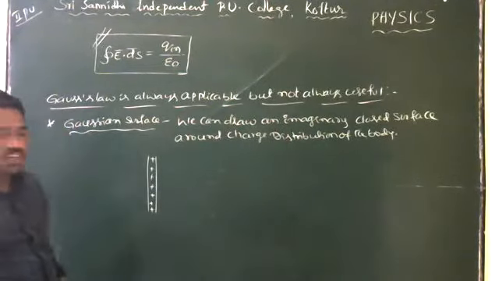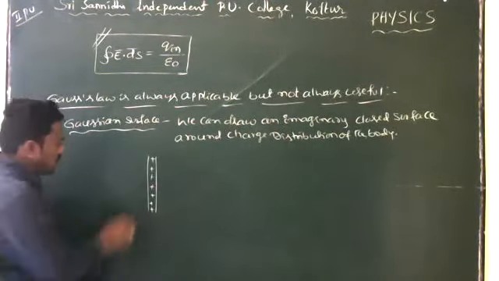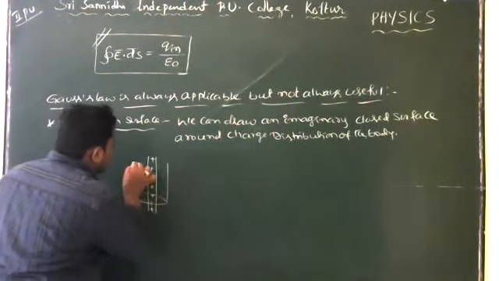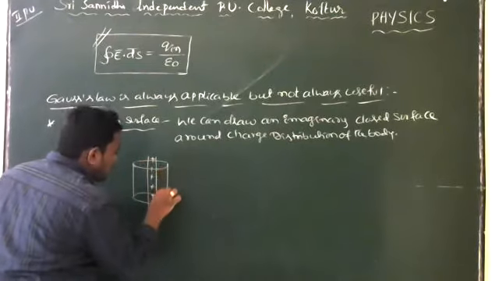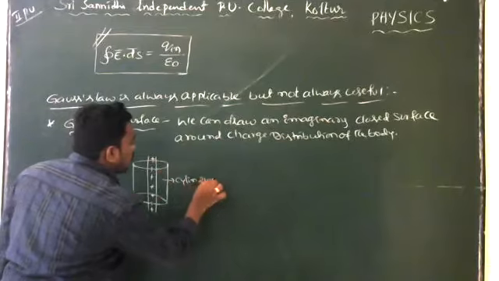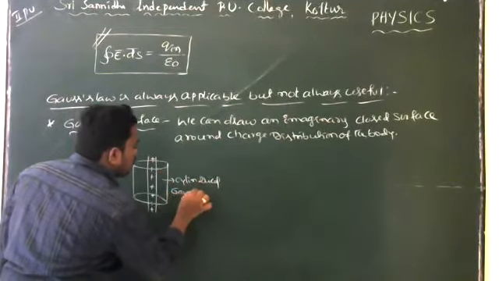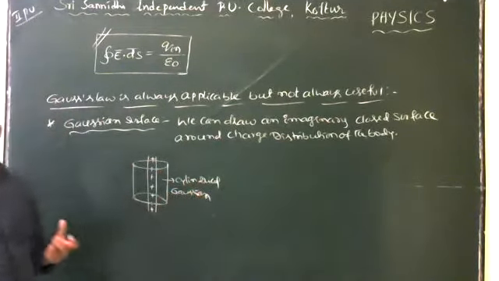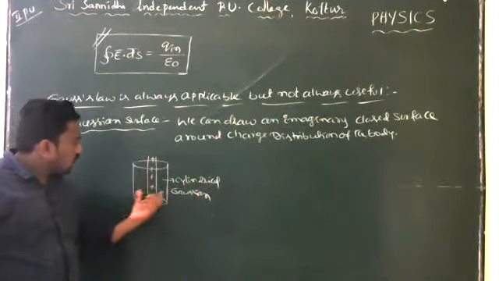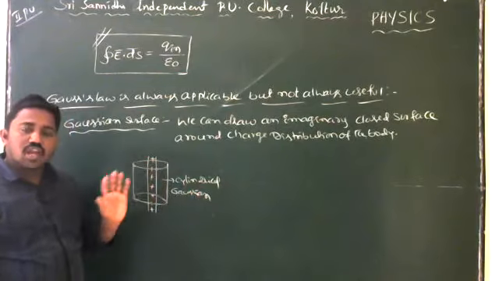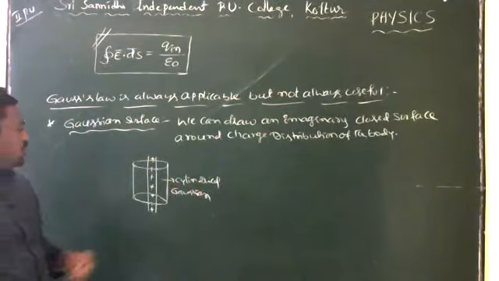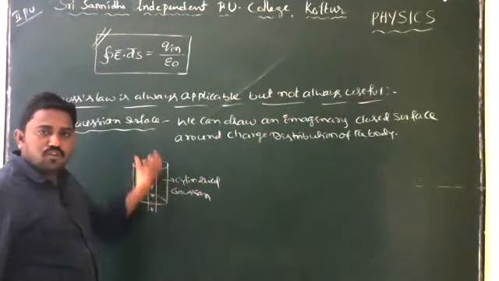We can draw an imaginary surface around this charge distribution. So now we can draw the Gaussian surface like this. This is the cylindrical Gaussian surface. We can draw an imaginary closed surface around the charge distribution, and that is called the Gaussian surface. Here, it is a straight, infinitely long, uniformly charged wire.